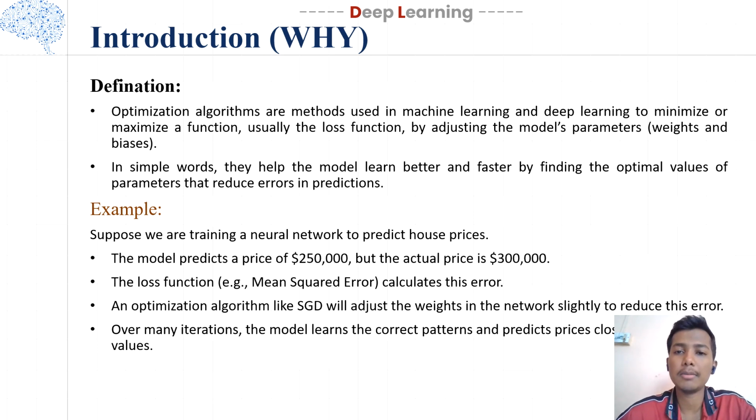So let's understand by an example. Suppose we are training a neural network to predict the house price. The model predicts a price of $2,500, but the actual price is $300. The loss function calculates this error. An optimization algorithm like SGD will adjust the weights in the network slightly to reduce the error. Over many iterations, the model learns the correct pattern and predicts prices closely to the actual value.